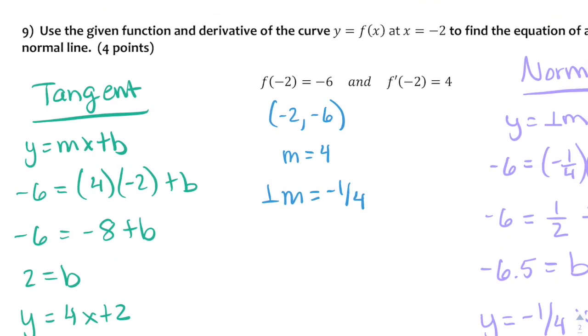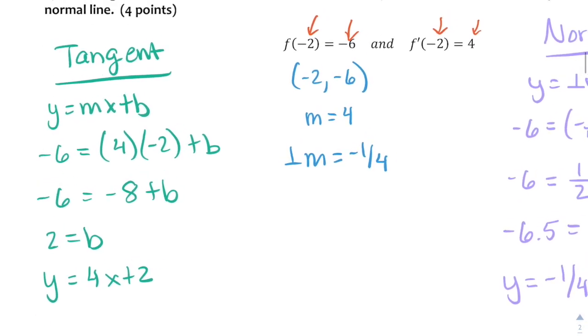In number 9, we're given a lot of information, whether we realize it or not. We were given that an input of -2 has an output of -6, and at the same input, there is a slope, or derivative, at that location of 4. So I know that x is -2, y is -6, my slope is 4, and my perpendicular slope at this moment is -1/4. I don't know what the actual function looks like. What I know is that I need to find a tangent and a normal line at that location.